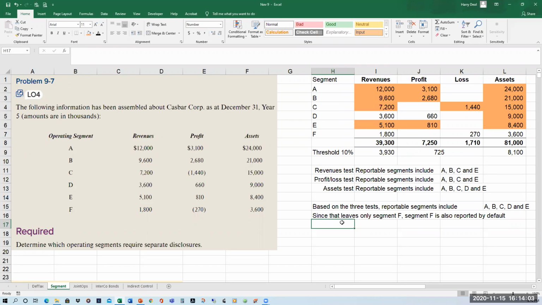So the correct answer here is that the reportable segments include A, B, C, D, E, and F. And F is being reported here because it is the only one remaining. Had there been one more segment that did not meet the test, then we could have clubbed together, we could have added together, say F and G. There was another segment G that did not meet any of the tests. We could have added F and G together and called them other.